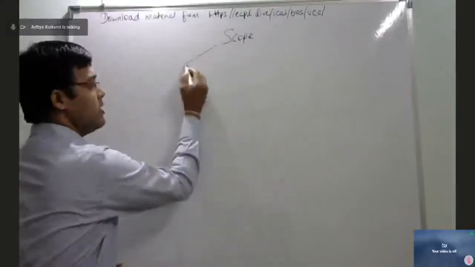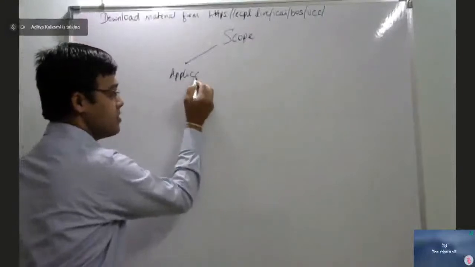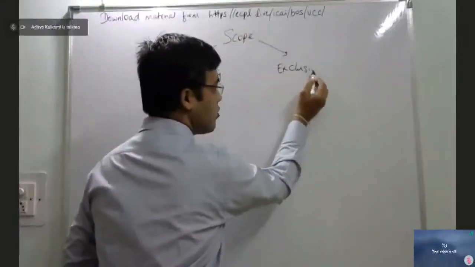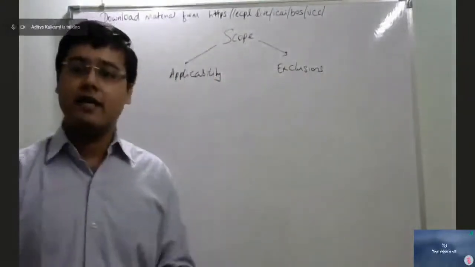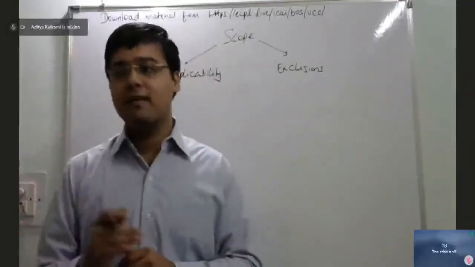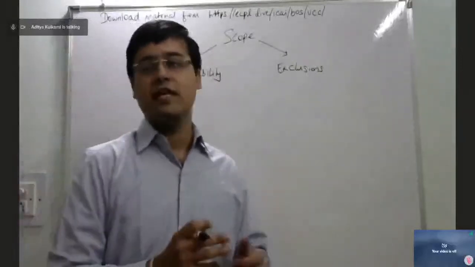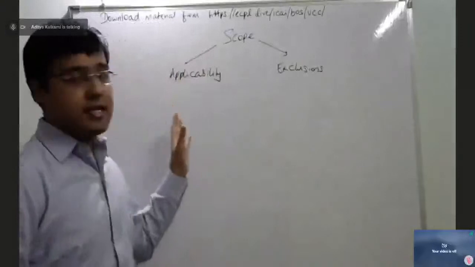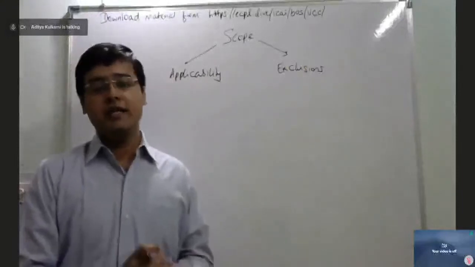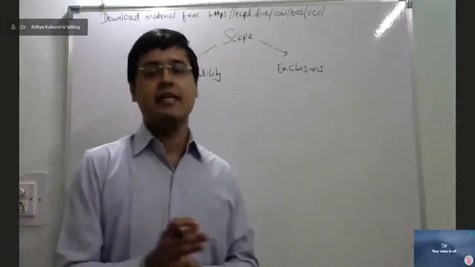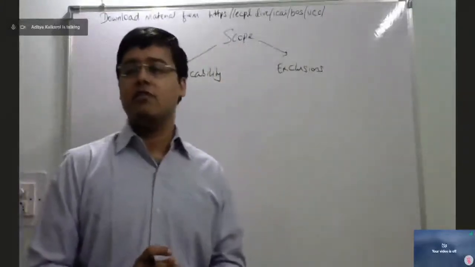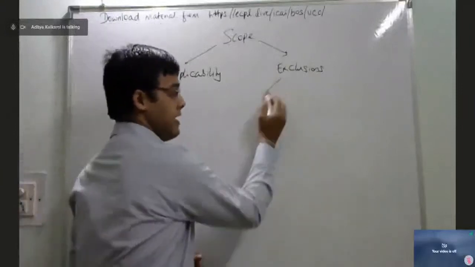In the scope, we would have applicability, what is covered, and exclusions, what will not be covered. Any scope paragraph will have these 2 points: what will be covered by this standard, and what will be excluded from this standard. In this case, the applicability is recognition, measurement and disclosure of investment properties, and we have already seen the definition of investment properties. Then what is excluded? There are 2 exclusions.